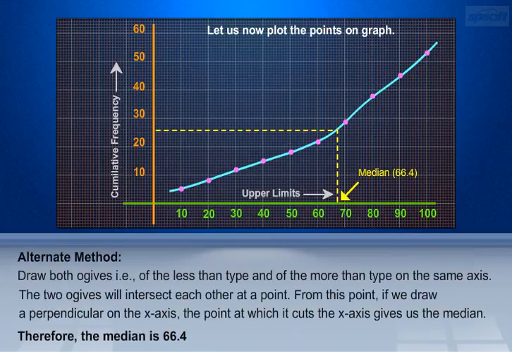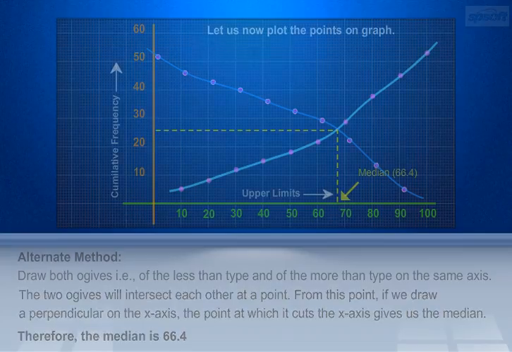Let us see an alternate method to find the median using the OGIV curves. Alternate method. Draw both OGIVs, that is, of the less than type and of the more than type, on the same axis. The two OGIVs will intersect each other at a point. From this point, if we draw a perpendicular to the x-axis, the point at which it cuts the x-axis gives us the median. Therefore, the median is 66.4.